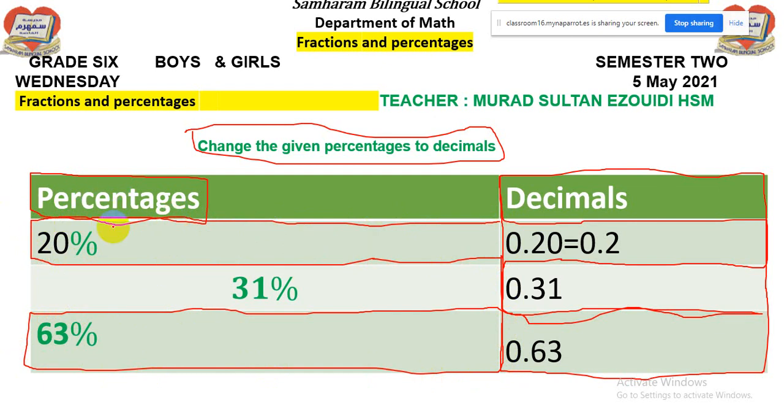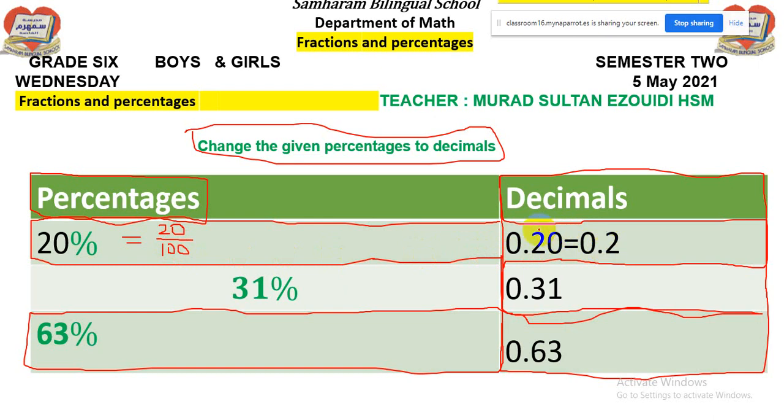This one. Okay. So here we have 20%. How can you write it as a decimal? First of all, how can you write it as a fraction? 20%, is it 20 divided by 100? Yes or no? Yes. So 20 divided by 100, my daughters, will be 0.20. And 0.20, you can cancel this 0, it will be 0.2.